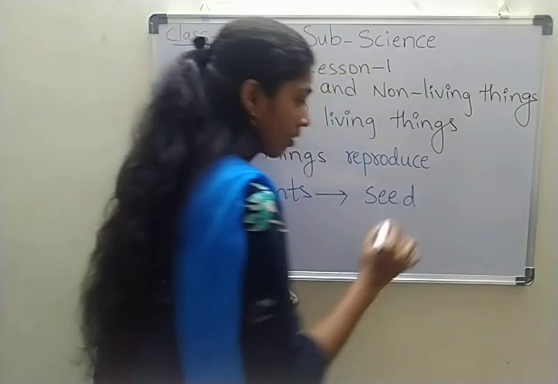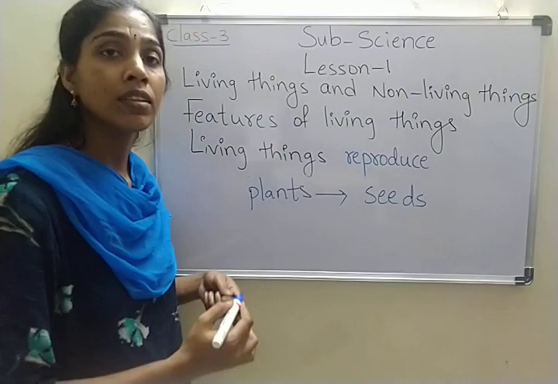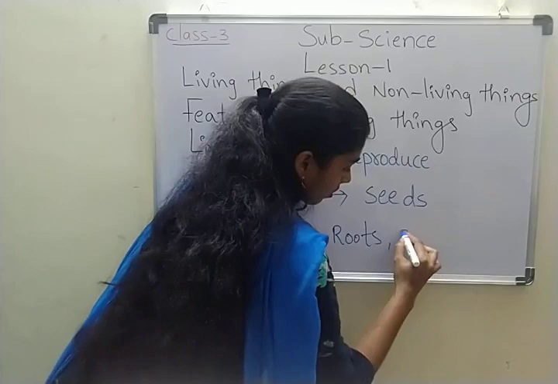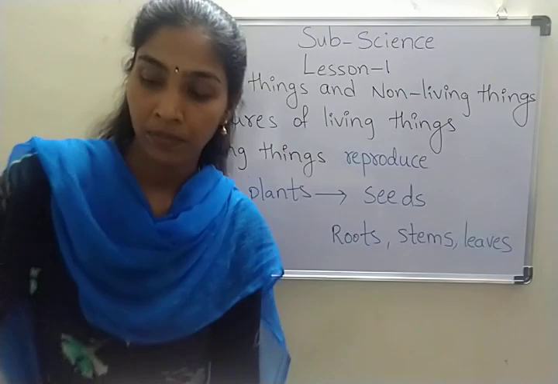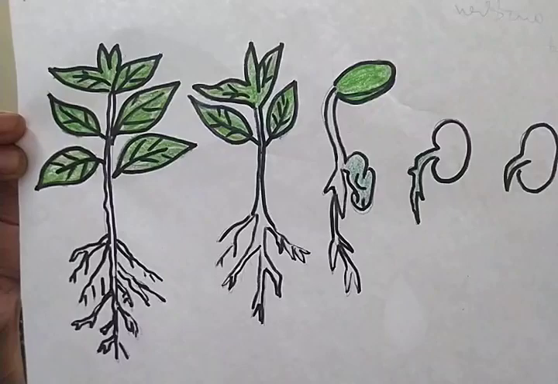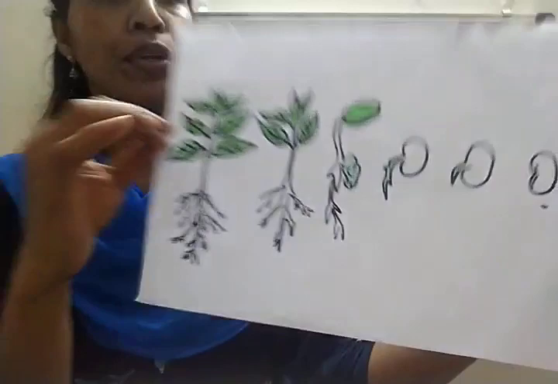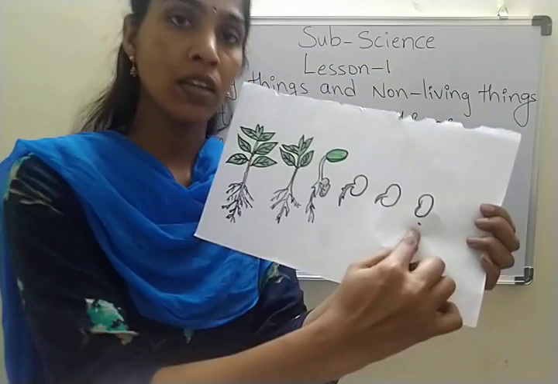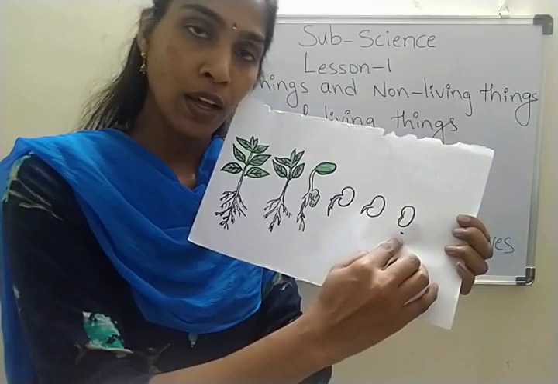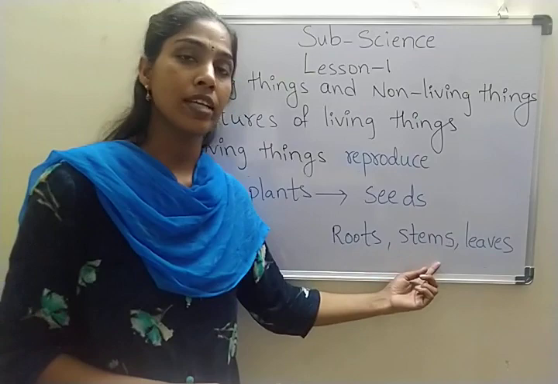But some plants reproduce from their roots, stems and leaves. Okay children, look at me children. Is it visible to you children? Okay, very good children. Most of the plants reproduce by producing seed, that gives rise to another plant of the same kind when we sow it into the soil. So most of the plants reproduce by producing seeds, but some plants reproduce from their roots, stems and leaves.